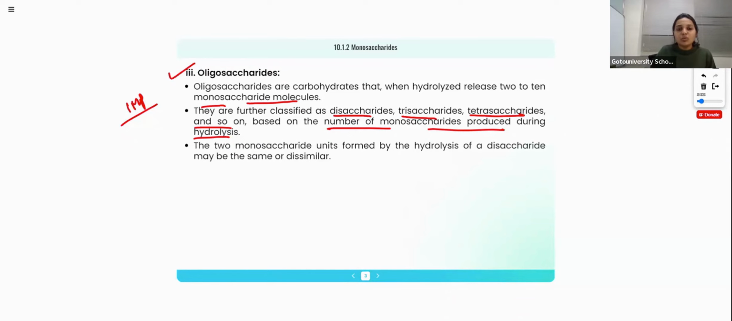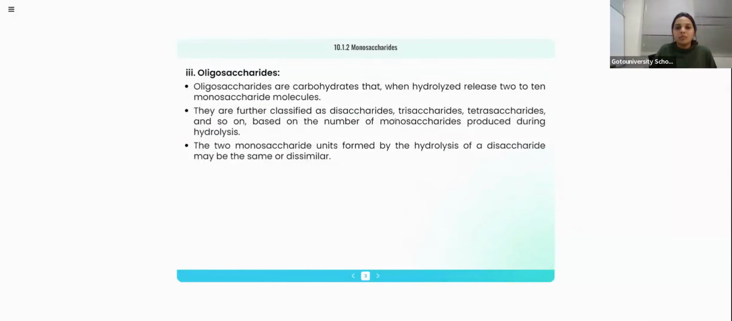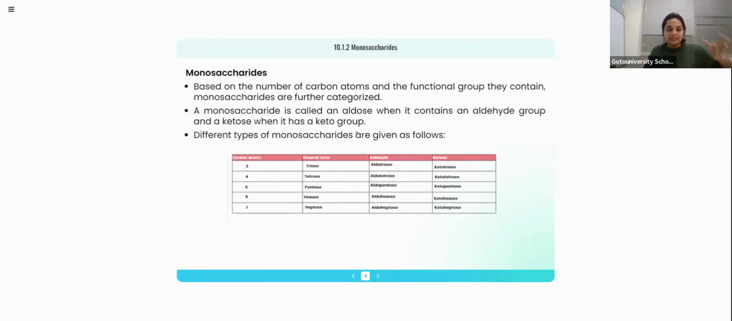The two monosaccharide units formed by the hydrolysis of a disaccharide may be the same or dissimilar. Suppose an oligosaccharide on hydrolysis produces two monomers. The two monomers may be the same or may be different. Got it? Understood? So that covers monosaccharides, polysaccharides, and oligosaccharides.